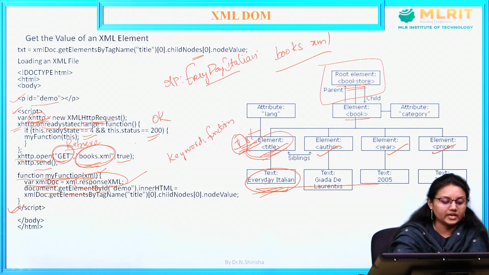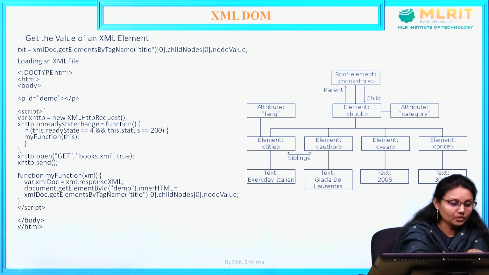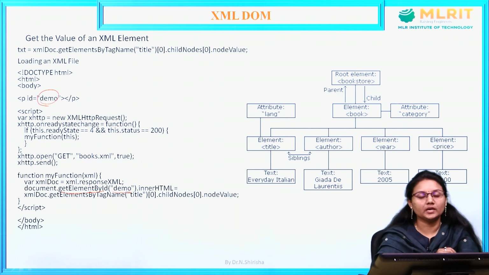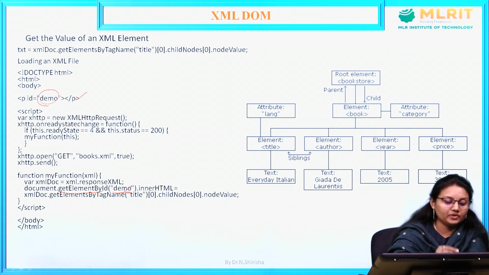document.getElementById. What is that ID? Demo is the ID, so give demo here and pass it to getElementById. It is going to retrieve the tag that we are using with the ID. What is the tag? The p tag we are using. So demo will call the p tag.